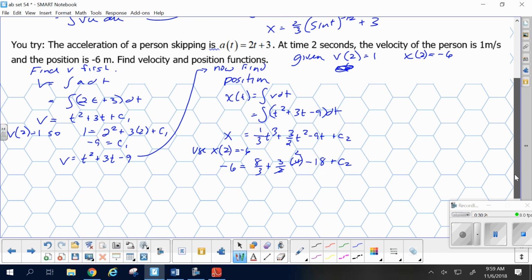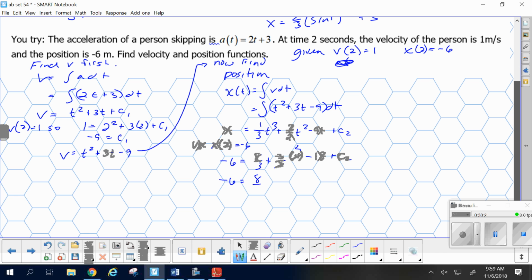Second one's a little messy, huh? Good thing you can add fractions in it, right?